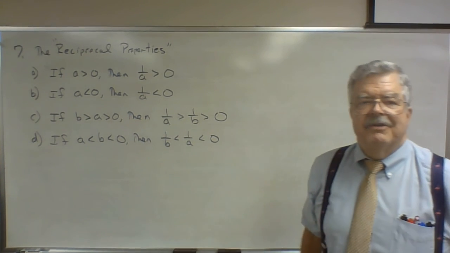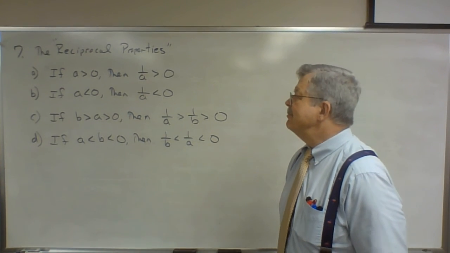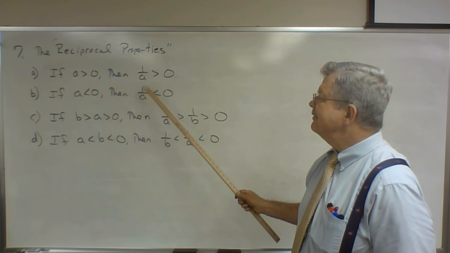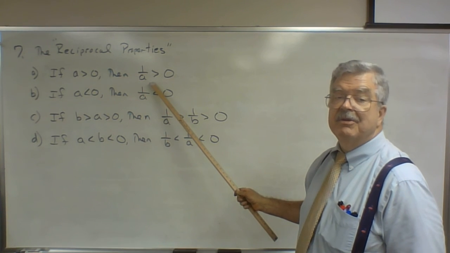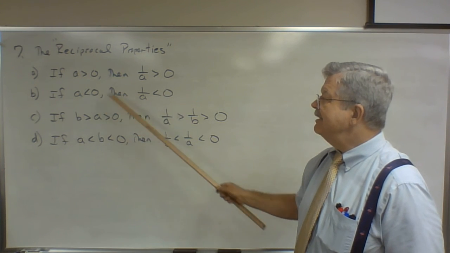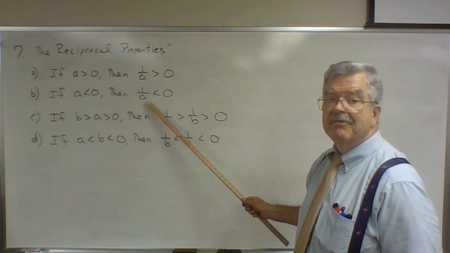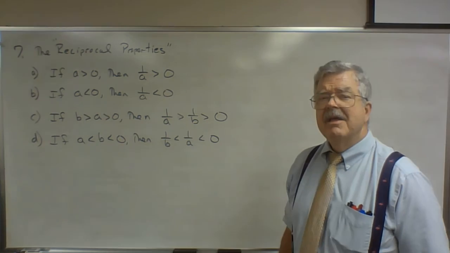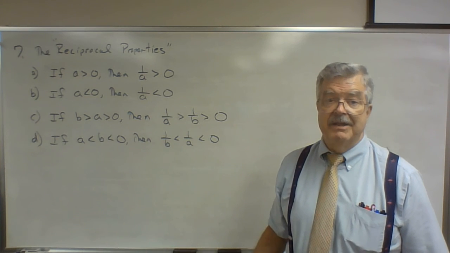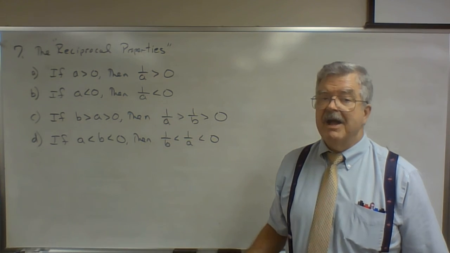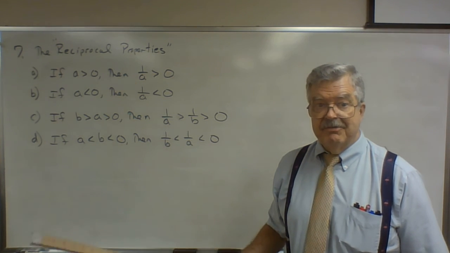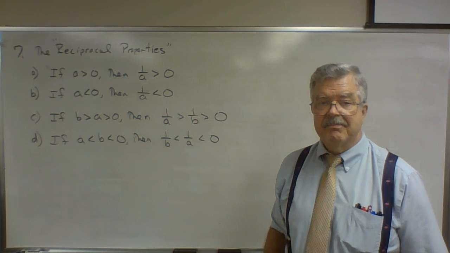Here are a few things that our author calls the reciprocal properties. If A is positive, then its reciprocal 1 over A is also positive. If A is negative, then its reciprocal 1 over A is also negative. So a number and its reciprocal have the same sign. If a number is positive, its reciprocal is positive. If a number is negative, its reciprocal is negative.